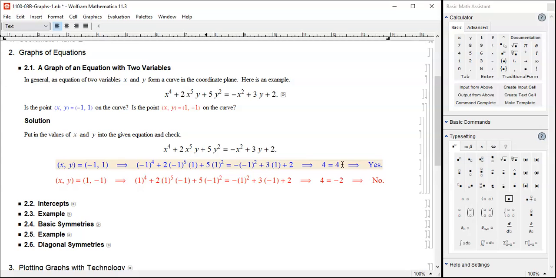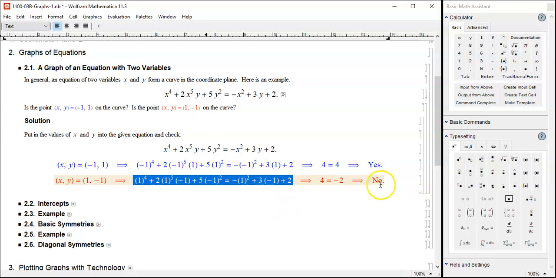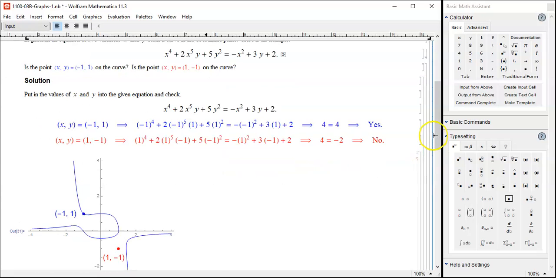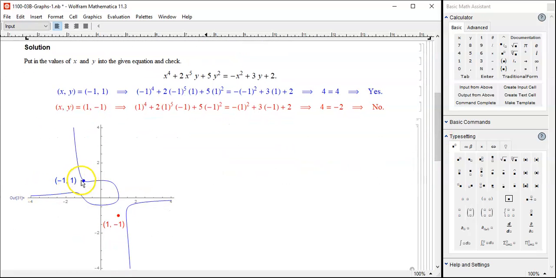Use a calculator. Now what if you plug in x equals 1 and y equals -1? Well, we have this kind of algebra here, and then run your calculator, you're going to get 4 equals -2, which is clearly false. So no, this red point is not on the curve. Here's a graphical justification for that. (-1, 1), yes. (1, -1), no.